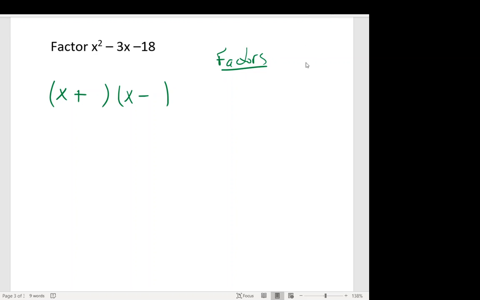Alright, so think, what are some factors of negative 18 that will give you a sum now of negative 3? Well, factors of negative 18. You could try 9 and negative 2. That gives you negative 18, but what's 9 plus negative 2? 7, isn't it? That doesn't give you the negative 3. Well, what if you switch the signs? What if you make it negative 9 and positive 2? That still gives you negative 18, but now your sum is negative 7.